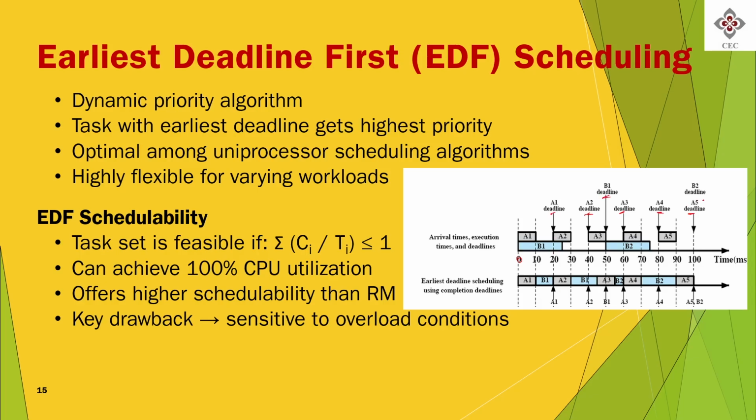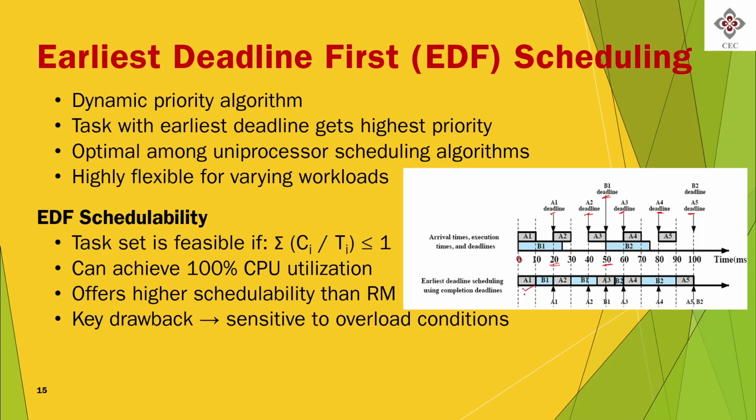Similarly, this is the deadline for B1 and this is the deadline for B2. So, A5 and B2 have the same deadlines. If you look at this diagram, you can see A1 and B1 are arriving at the same time. Since the A1 deadline is lower, for example, the deadline for A1 in this example is 20 and the deadline for B1 is 50.